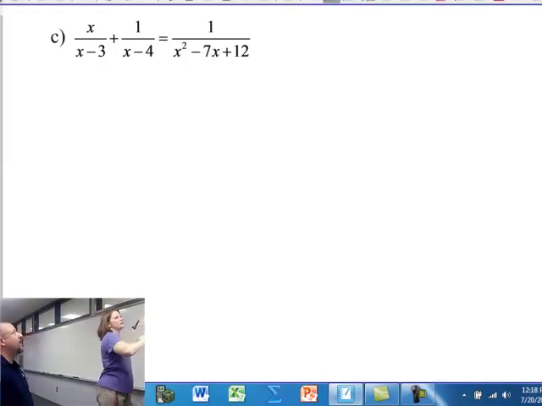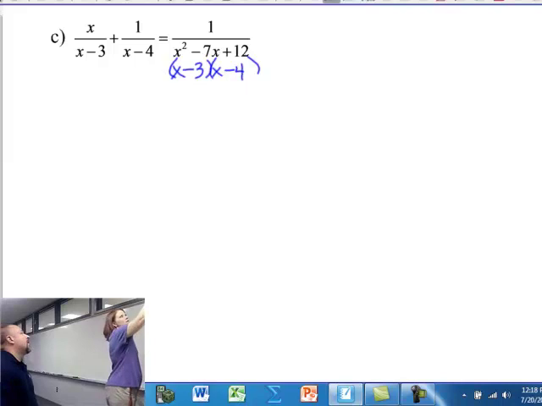Before we do our LCD, we need to factor this. Use the box, or if you need, just stare at it and find two numbers that multiply to make 12 that add to make negative 7. Which works pretty easily because it's 1x squared.